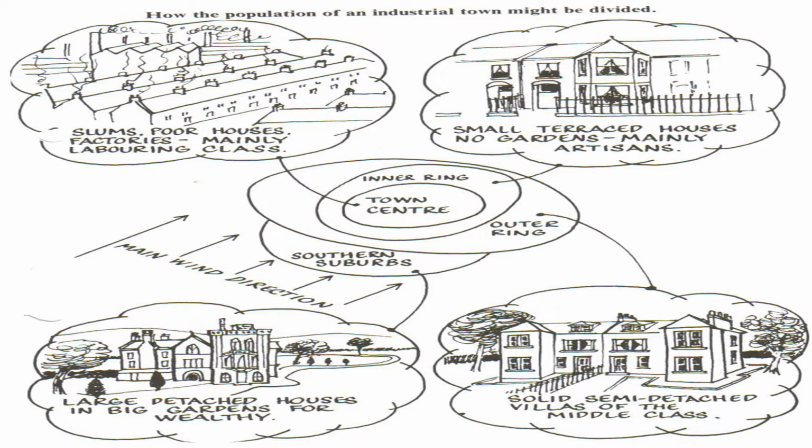In the inner ring, you'll see small terraced houses with no gardens, mainly for artisans, so a bit wealthier than the working class. You then have the outer ring, which is solid semi-detached villas of the middle class, and then in the southern suburbs you have the large detached houses and big gardens for the wealthy, usually your factory owners, for example. Something important here is the main wind direction. The way the wind was blowing meant that a lot of it moved towards the town centre, so the town centre, because of the factories there as well, became very polluted.